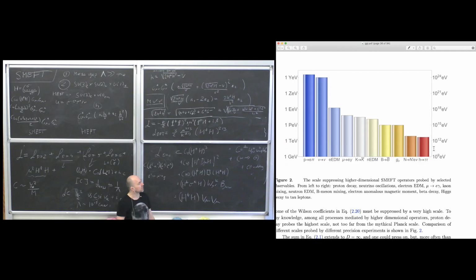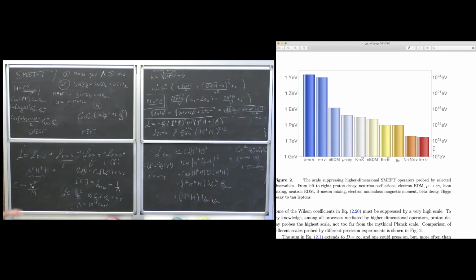Neutron EDM also goes to PeV. B-meson mixing is something like 100 TeV. Electron g minus 2 also probes the scale of 100 TeV, since there is an operator that contributes to the electron dipole moment. Beta decay that I was talking about just now is something like 10 TeV, and Higgs measurements, Higgs decays, probe scales closer to 1 TeV. So there is a big range of scales that are being probed.